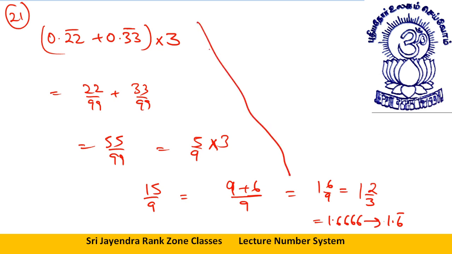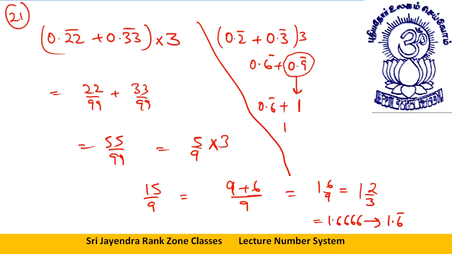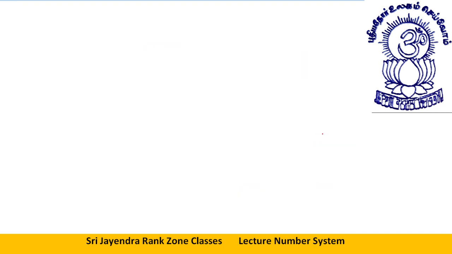The other way could have been 0.2 bar plus 0.3 bar, into 3. That is 0.6 plus 0.9 bar. I have already told you 0.9 bar is 1. So it becomes 1.6 bar directly. Whatever method you want, you can adopt.